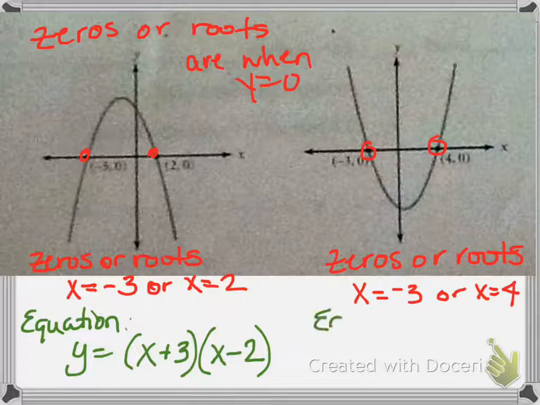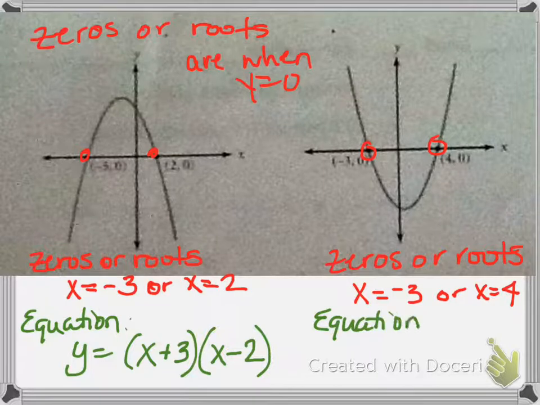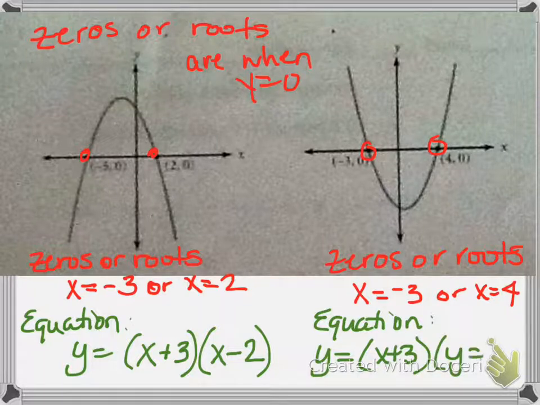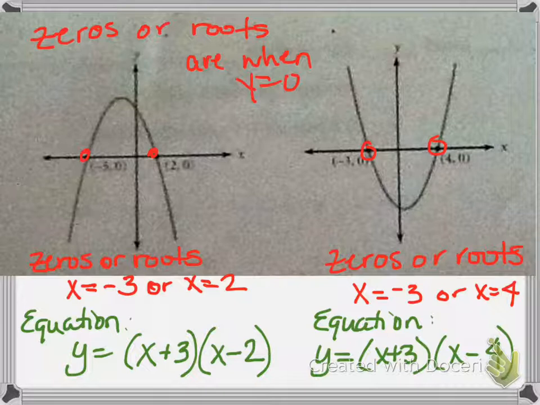Here, the equation, can you guess it? Y equals x plus 3 and x minus 4. So what we put into factored form is the opposite of what our zeros or our roots are. Okay?